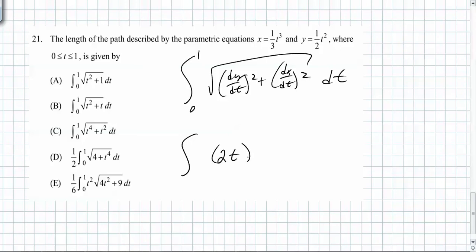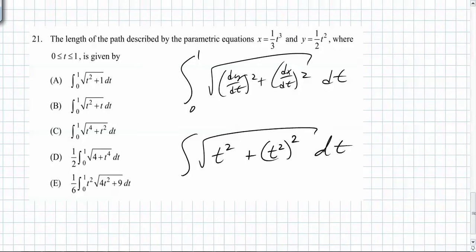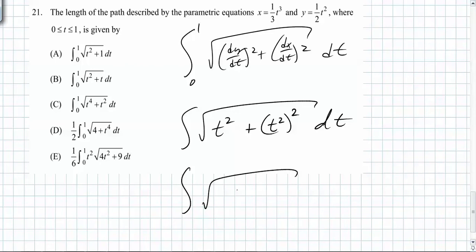2t, right? Oh, it cancels with the 1/2. Excellent. It's going to be t squared plus what? T squared squared? Like that? T squared plus t to the 4th dt. Is that one of them? I think that's one of them, and is c the answer?